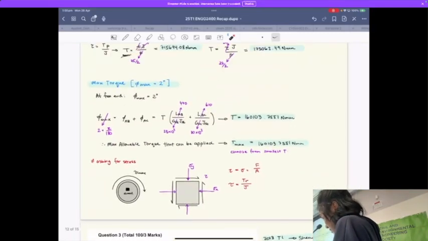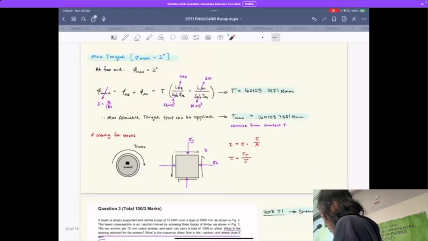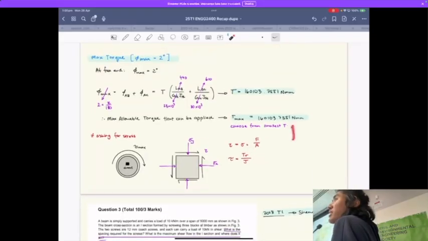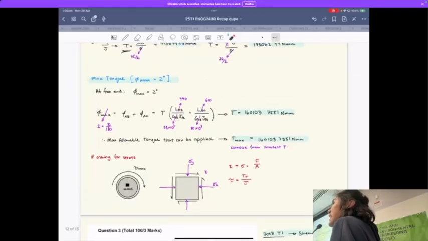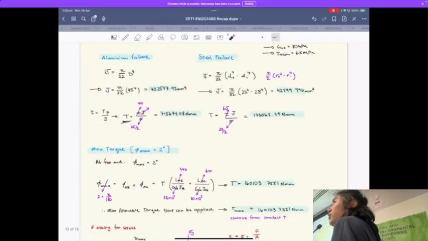Okay. And that is pretty much the whole question. Torsion is quite fast, as long as you kind of know what the formulas mean. If you feel scared that torsion is going to be in your exam, just study what the formulas mean. Just do 2 questions. I think it will click really fast. So, yeah.